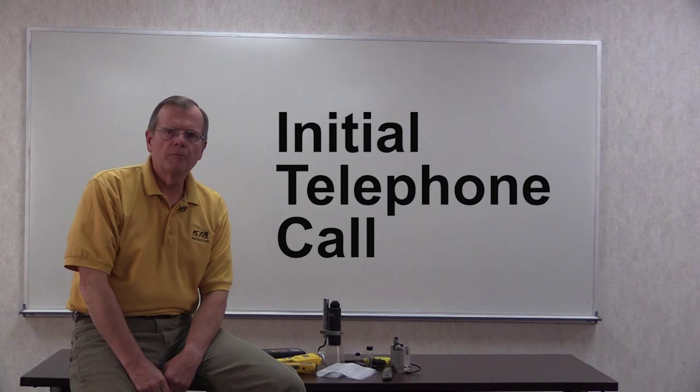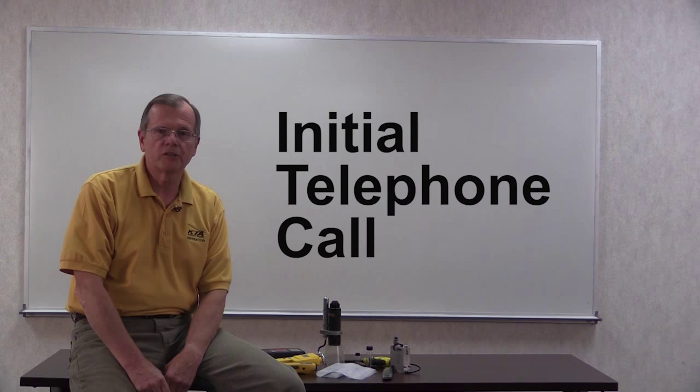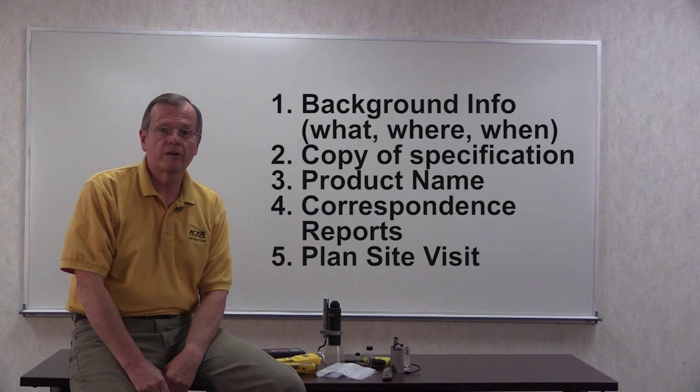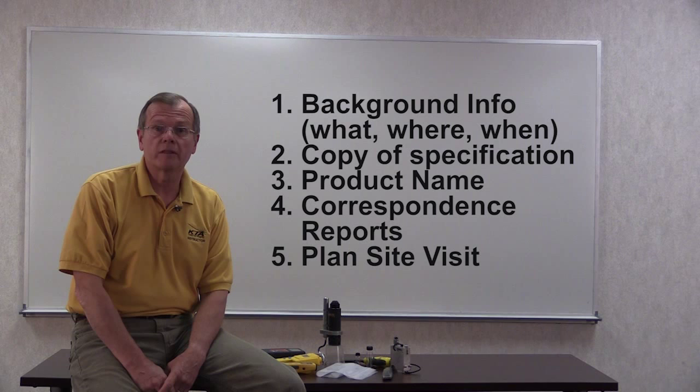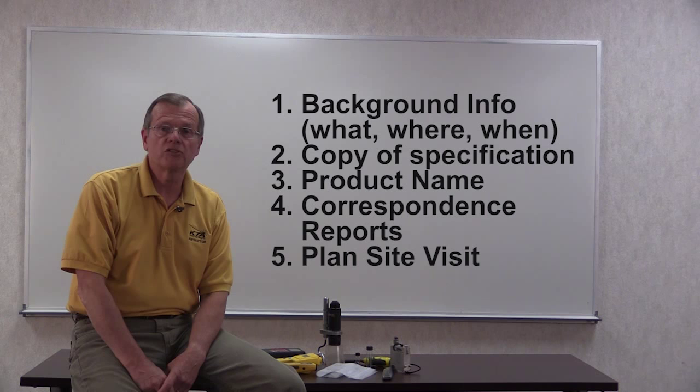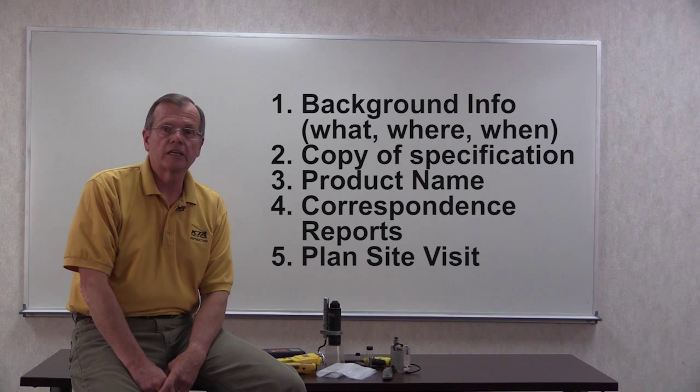Familiarization with the project begins with the initial telephone call. During that call, try to collect as much information as possible regarding the problem, and ask for the following: background information such as the surfaces involved, the service environment, details regarding the problem, basically the what, where, and when. Ask for a copy of the specification and the product names and permission to contact the manufacturer. Ask for copies of any correspondence or reports and make plans to visit the site.